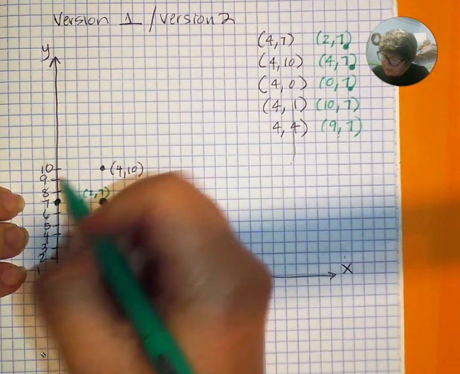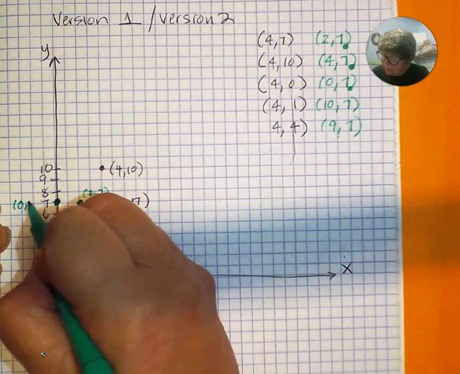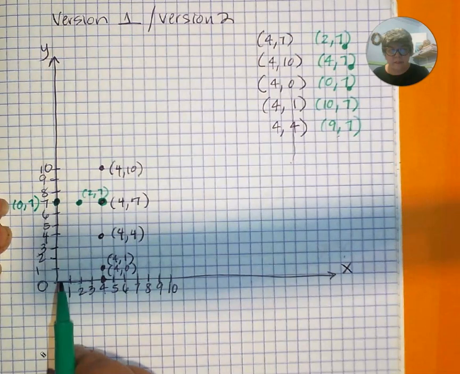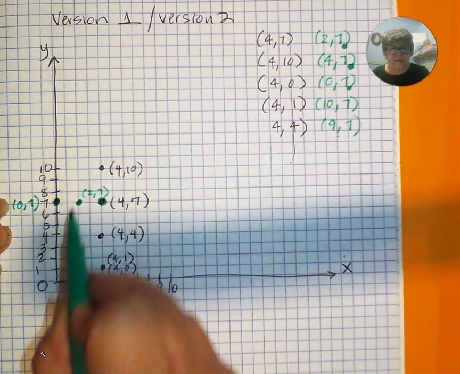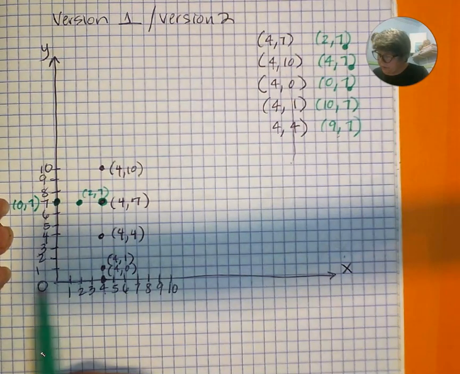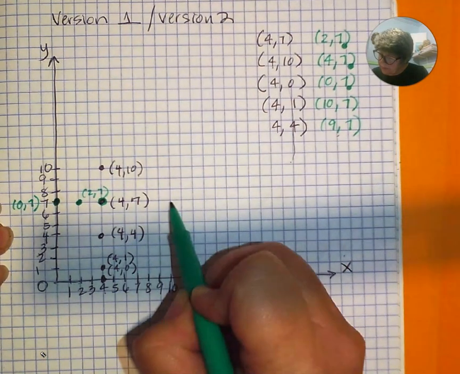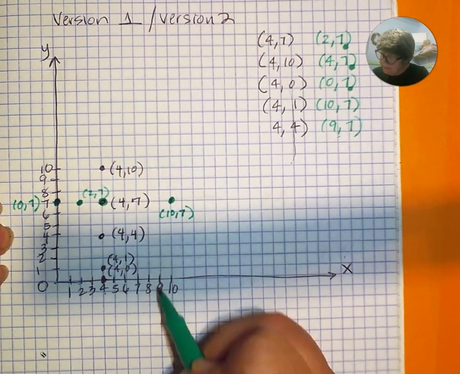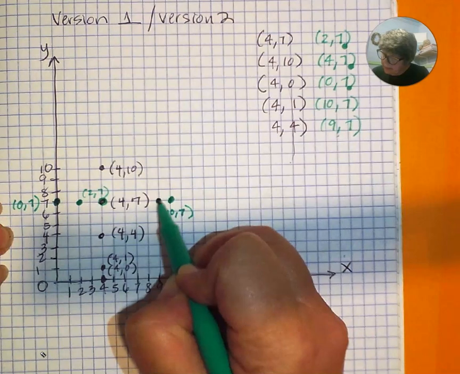You have to really pay attention and make sure that your x coordinate, moving left or right, is 0, so I'm staying there, and I'm going up 7, y coordinate, right? And 10, 7, across 10, and up 7, and 9, 7, across 9, and up 7.